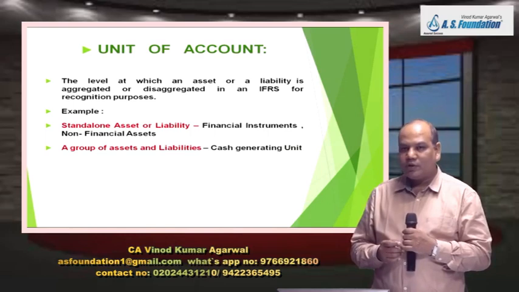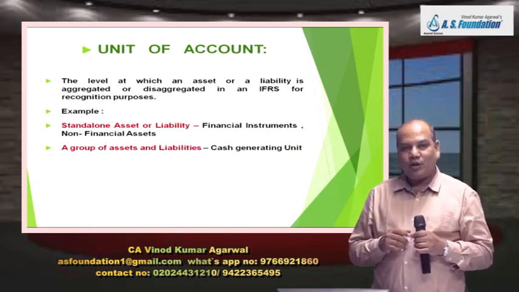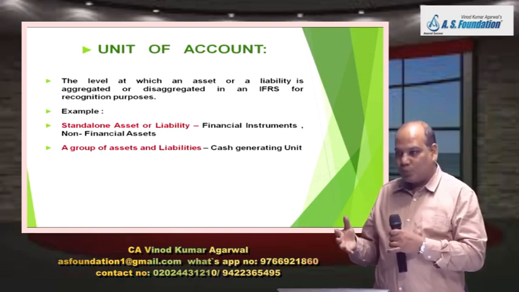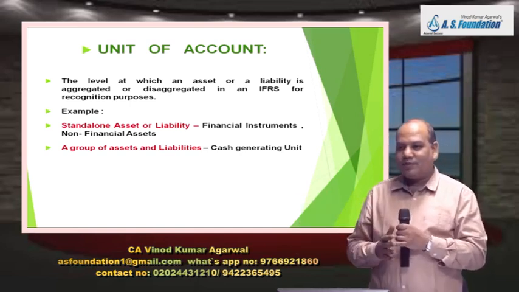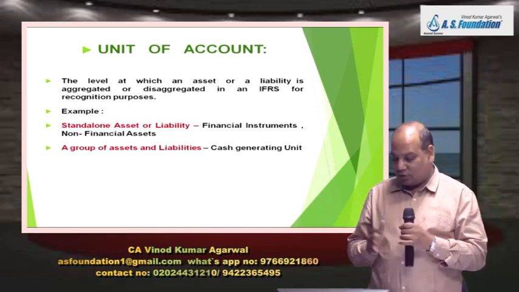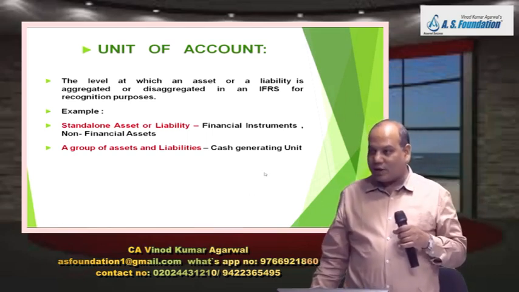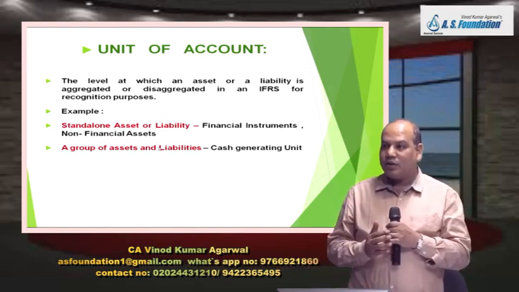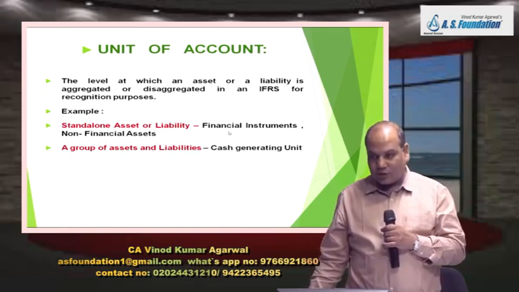What was there in IFRS 5? Disposal group. And that time also we used this term, fair value less cost to sell of a disposal group. Or in some standard, IAS 36, you have calculated fair value less cost to sell of an entire cash generating unit, which consists of a group of assets and liabilities. So that is called the unit of account.